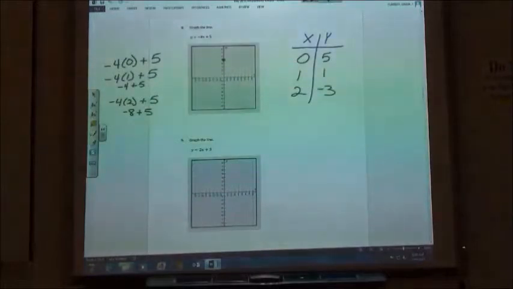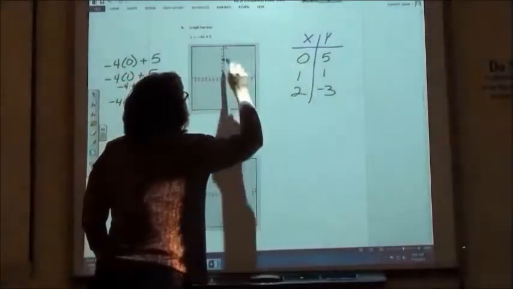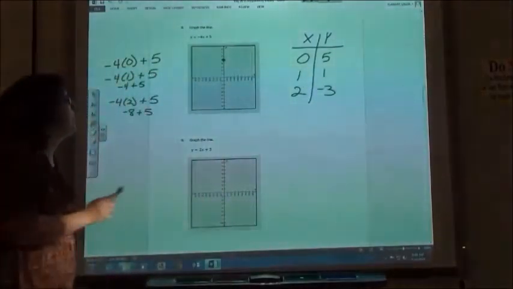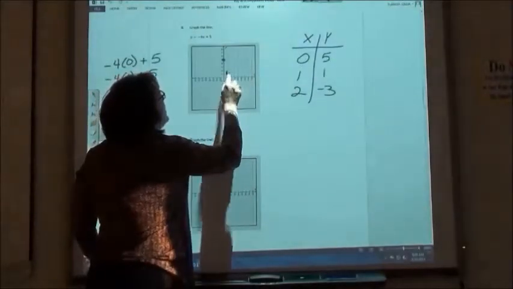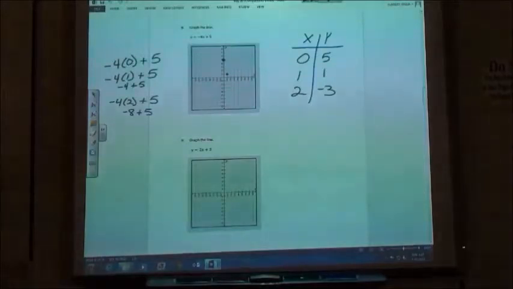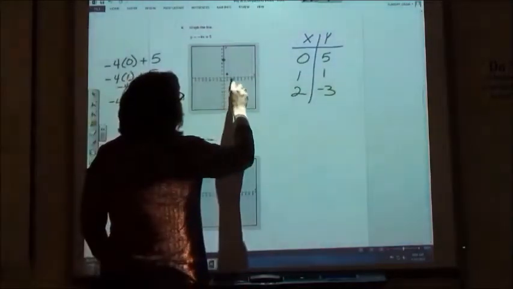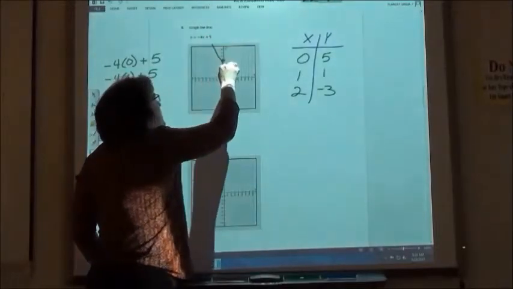So now I have to plot those points. How do I plot the point 1, 1? We did the 0, 5 already. Over 1 and up 1. And then 2, negative 3: over 2, down 3. Then we connect our dots.